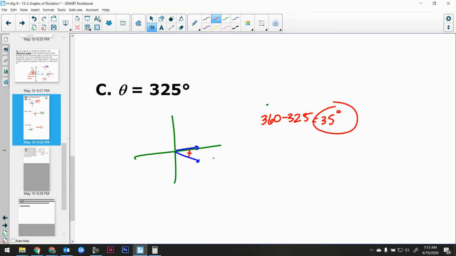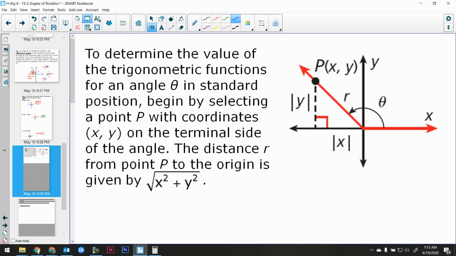Now, another way to reason that through: didn't I just calculate that there was 55 degrees of rotation past 270? What's 90 minus 55? 35 degrees. Okay. All right.